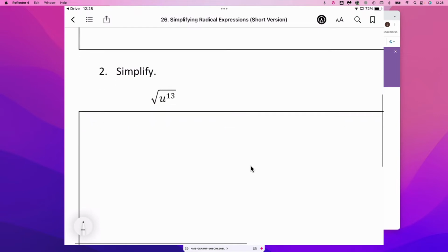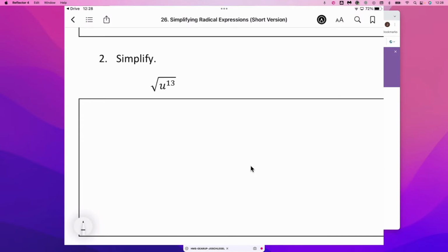Number 2, remember from a lesson or two ago that when we are taking the square root of a number that has an exponent, we're basically dividing that exponent by 2. And so 13 does not divide by 2. So what we want to do is split u to the 13th up into a pair of factors, one of which does divide by 2. And so we will make this, instead of u to the 13th, make it u to the 12th times u, which is equivalent to u to the 13th.